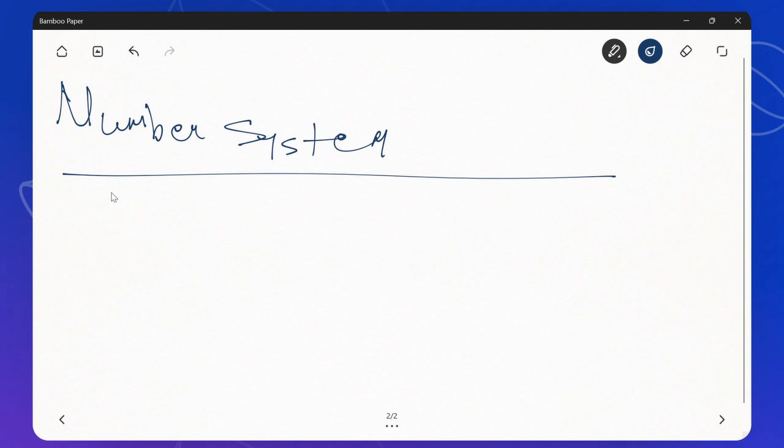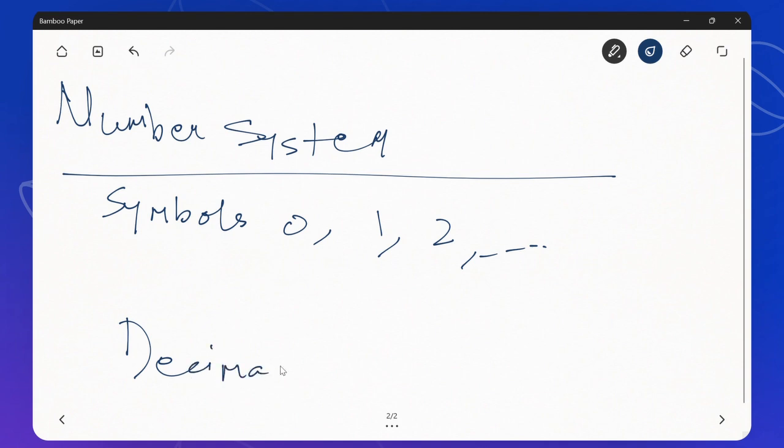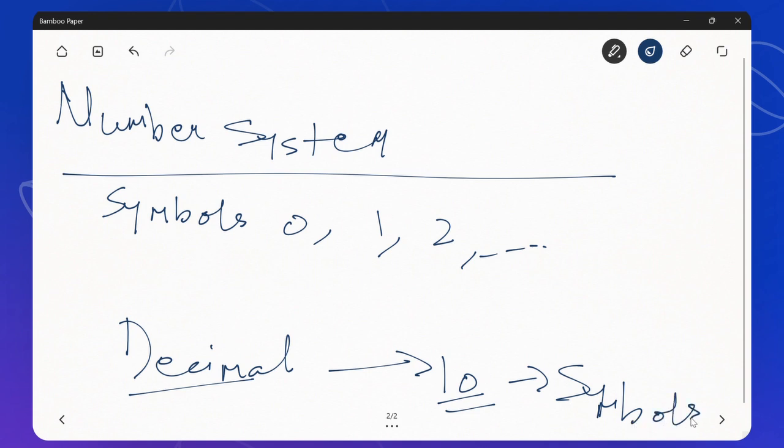So we all know that numbers are made of different symbols. The symbols are 0, 1, 2, something like this, or it may be A, B, C, D. So, depending upon the number of these symbols, there are different types of number system. When we talk about a decimal number system, what does it mean? The deci over here comes from the word 10. So it means that there are a total of 10 symbols in a decimal number system.